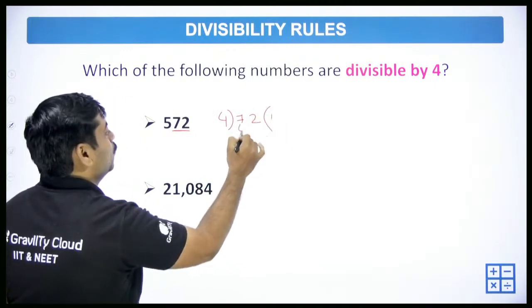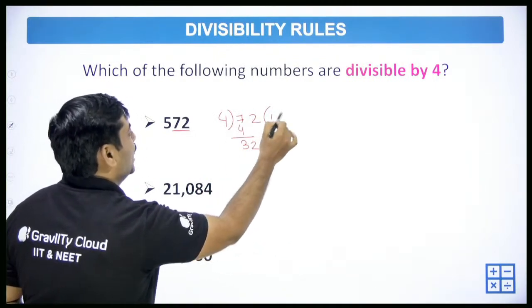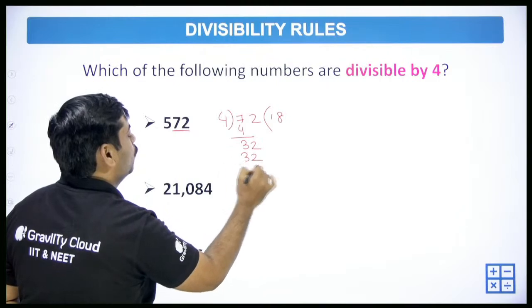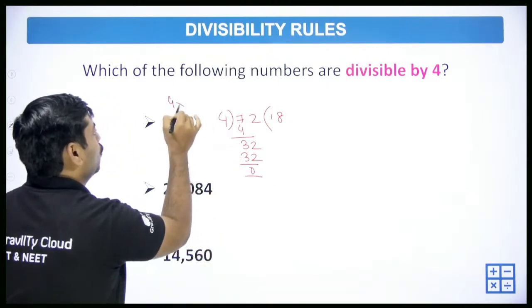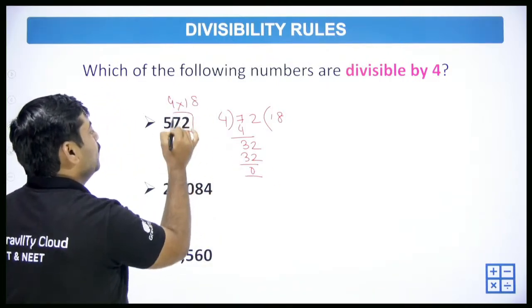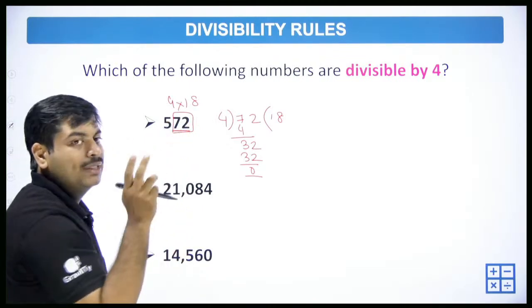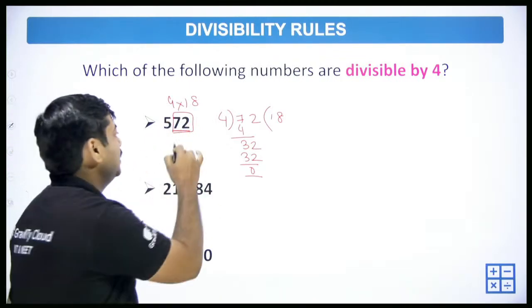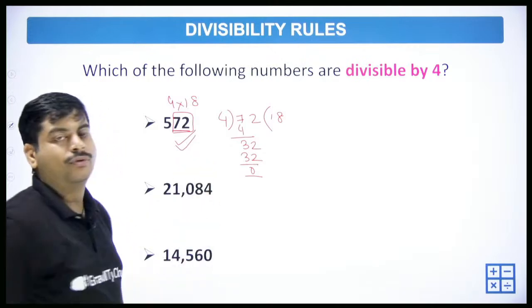4 ones are 4, 4 threes are 12, 4 eights are 32. So 4 into 18 is 72. We see 72, the last 2 digits, is divisible by 4. The entire number is divisible by 4.